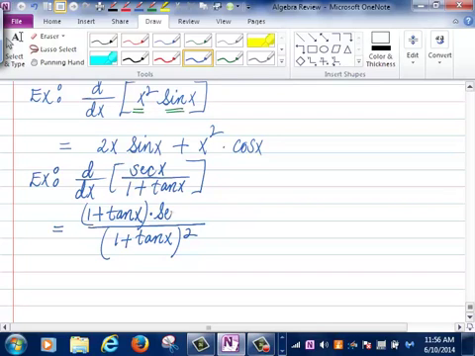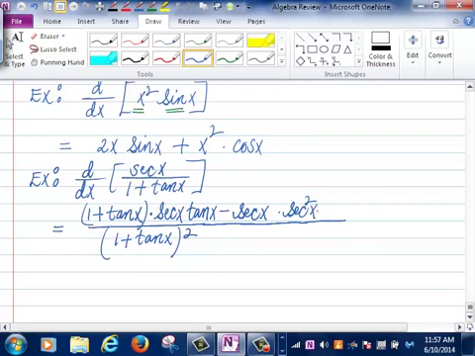Secant x tangent x minus secant x multiplied by the derivative of 1 plus tangent x is? What's the derivative of 1 plus tangent x? Secant squared of x.